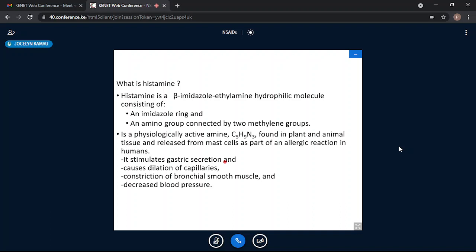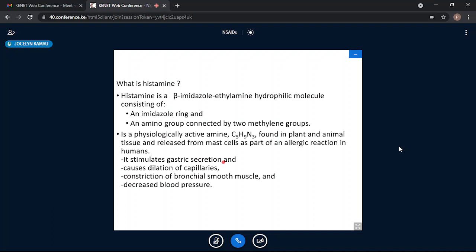And the first question is, what is histamine? We can note that histamine is a beta imidazole. So now we are introducing a new ring, a beta imidazole ethylamine hydrophilic molecule, consisting of an imidazole ring and an amino group connected by 2 methylene groups. So that is one description. That is a structural description, which we are going to look at in detail. It has a simple, specific structure.